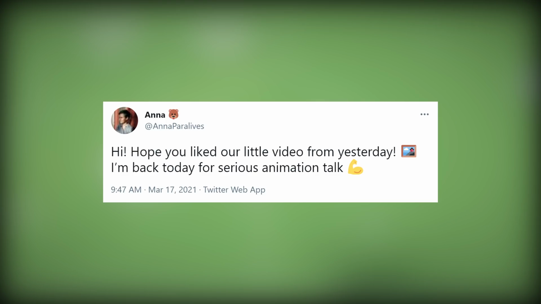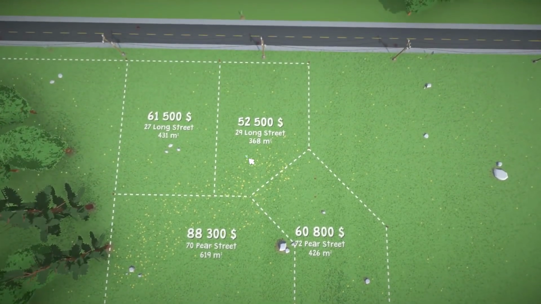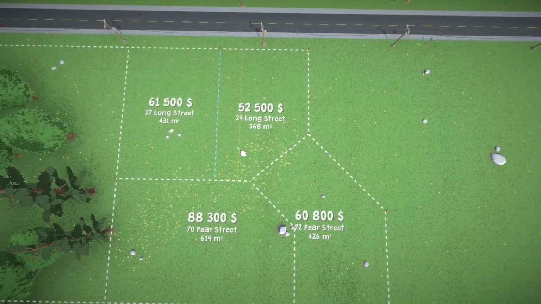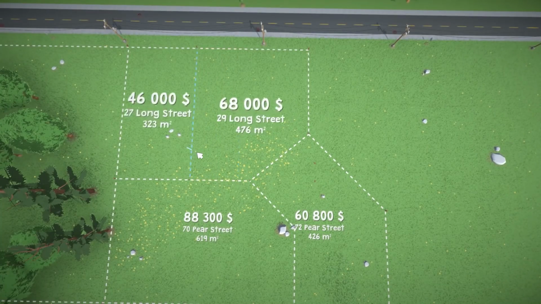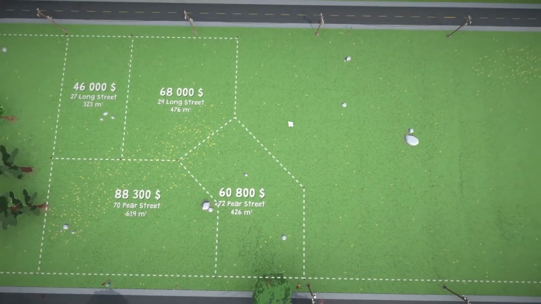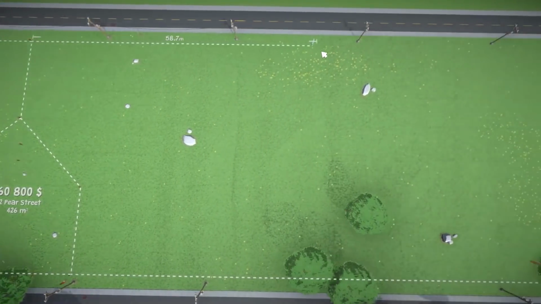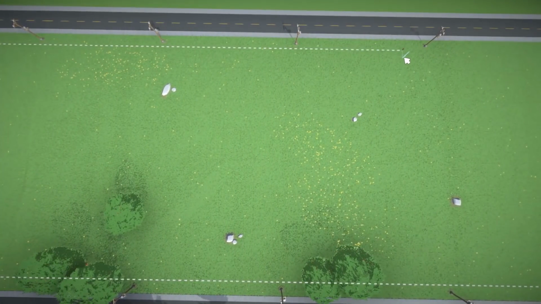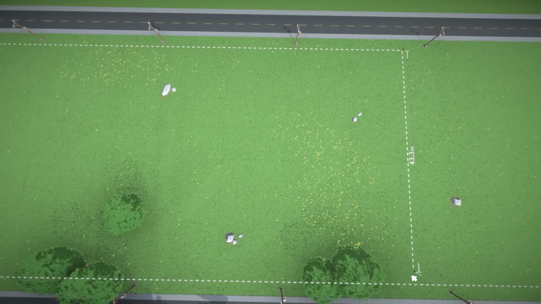Alright, so we kick things off with a Twitter thread from Anna Paralives, one of the developers, more specifically programmer on the Paralives team. She tweets, "Hi, hope you liked our little video from yesterday." I don't know if you guys have seen it, but they basically revealed that picture frames are fully customizable, and you can even upload your own pictures into the game and put them into frames. It seriously looks so awesome. If you haven't checked that out, definitely recommend that you check that out.